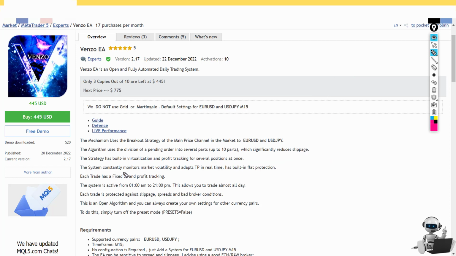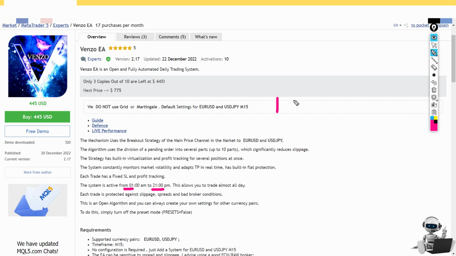The system will monitor the market volatility and adapt TP in real time, so that's why it divides the trade, so it can make the take profit dynamic in real time. We have a fixed stop loss for each trade. The trading time is from 1 AM in the morning, I don't know what the GMT time is, until late night at 21. So basically it is the entire day except the last 3 hours.